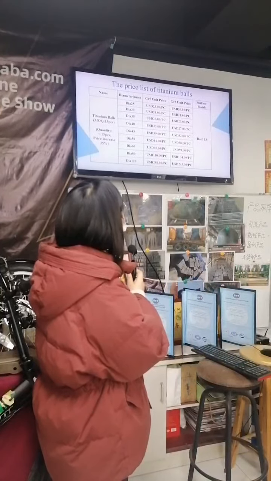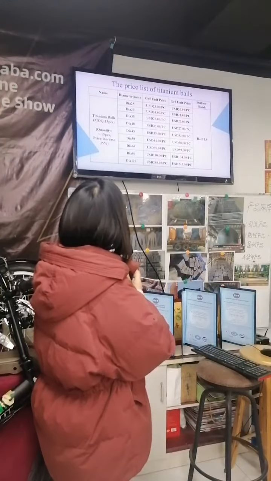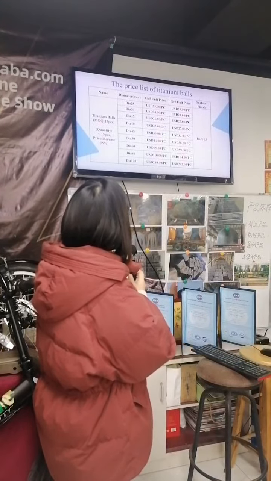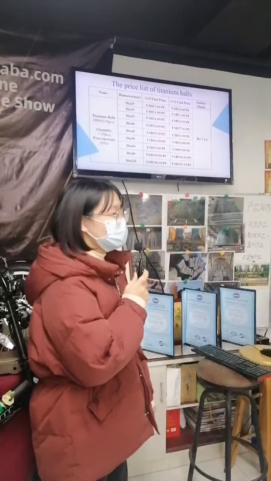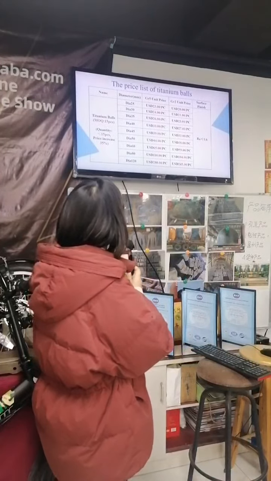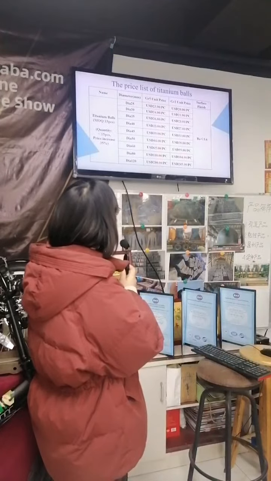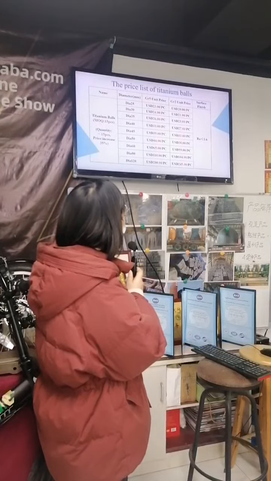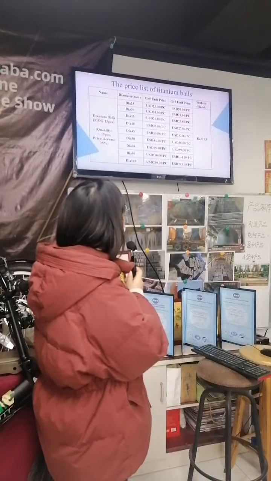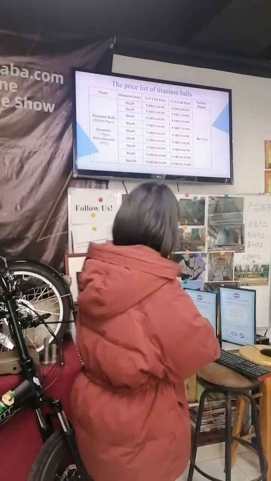Here's the price list about the titanium board. Its diameter is 20 centimeters. GR5 unit price is 23 US dollars per piece.